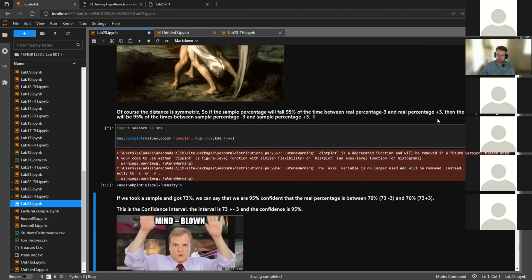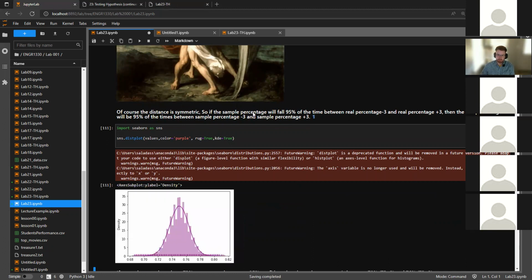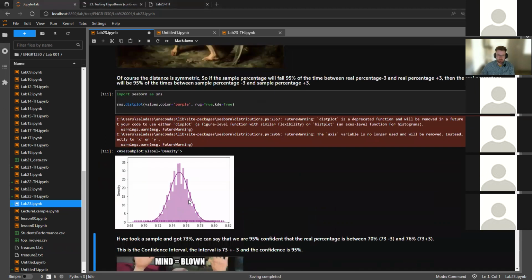So returning to the sample we got. If we took a sample of the 60 million, so took 1,000 people out of the 60 million and got 73%, we can say that we're 95% confident that the real percentage is between 70%, which is 73 minus 3, and 76%, which is 73 plus 3.